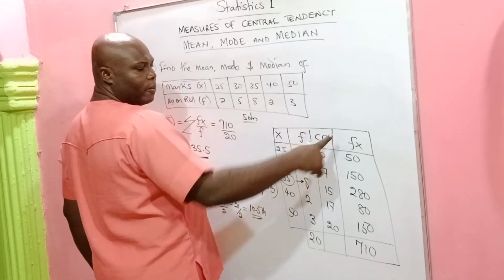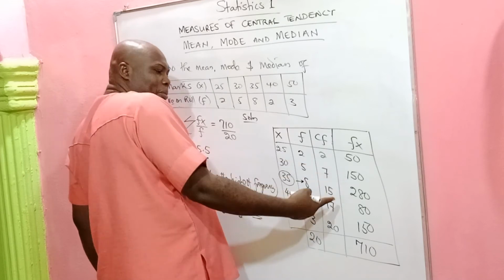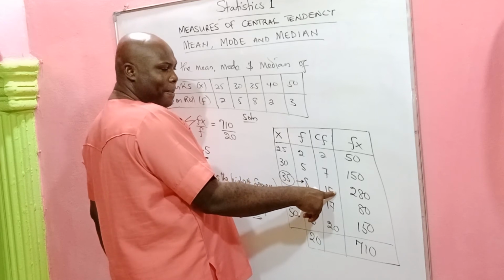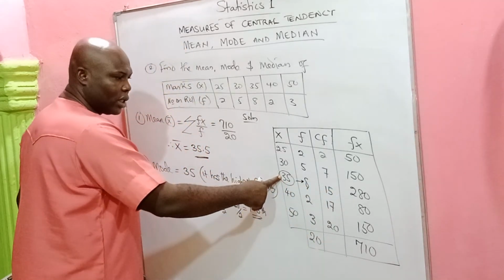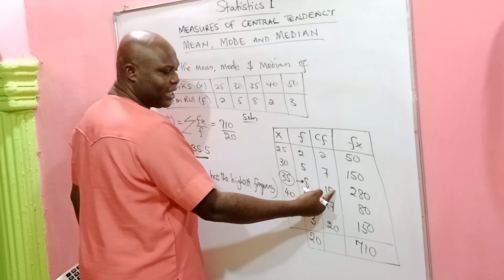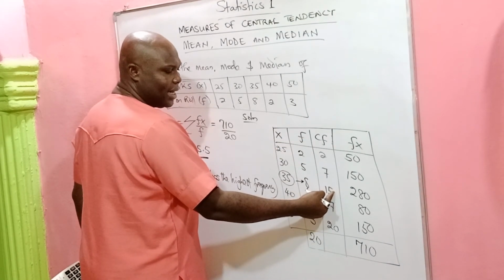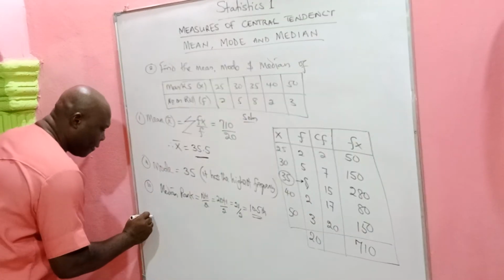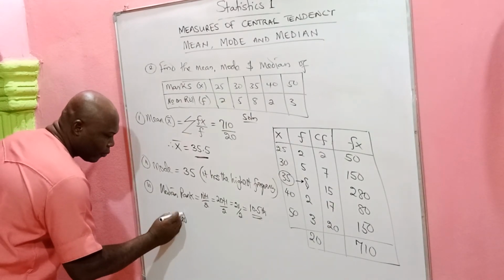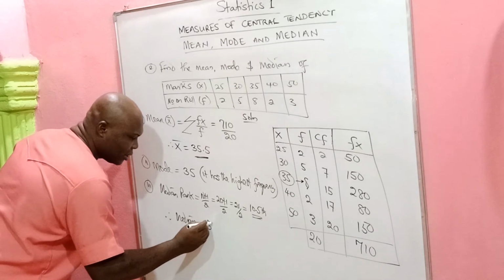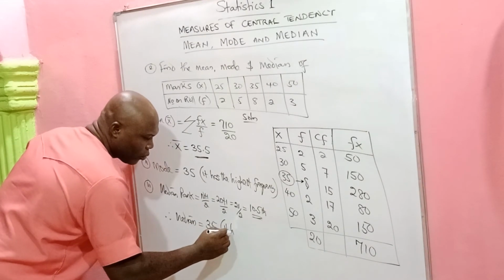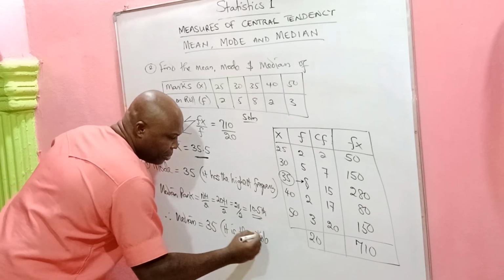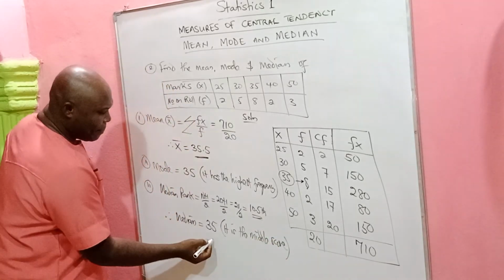10.5 won't be in 2. 10.5 cannot be in 7, but 10.5 will fit into 15. So it will fit into this class. It therefore means that the median is 35. Since 10.5 fits into this cumulative frequency, the class that has that cumulative frequency is this class, and the mark is 35. Therefore, our median is equal to 35. Why? Because it is the middle observation, or the middle score, whichever one. So our median is 35.